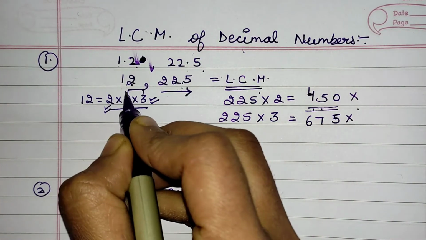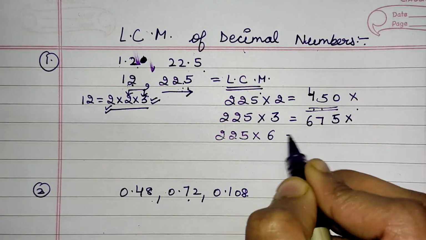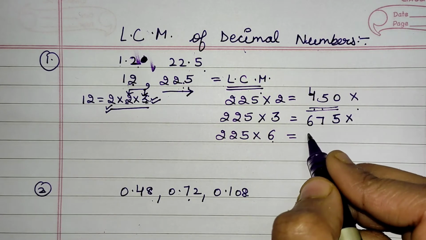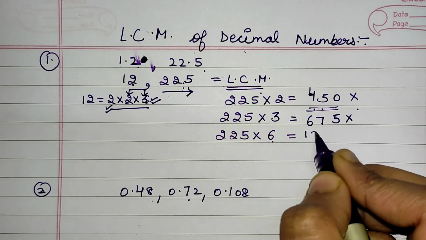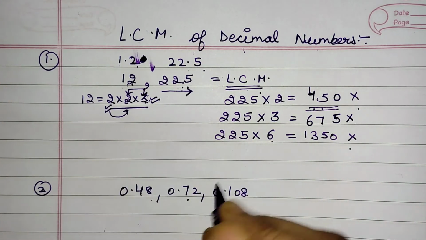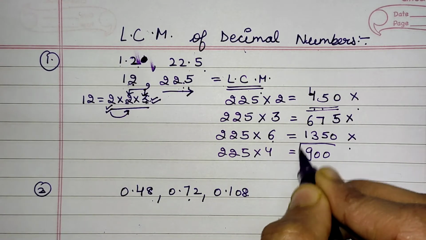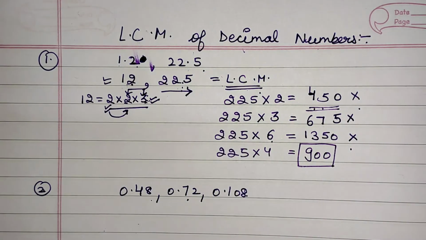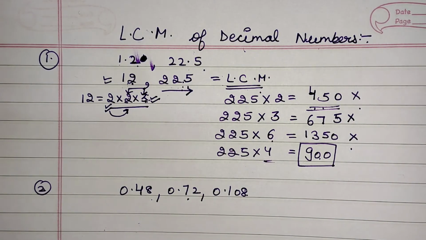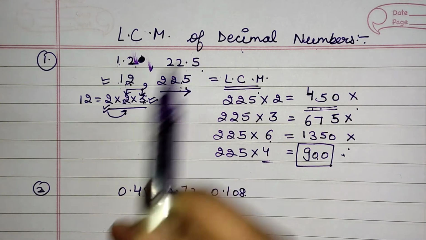Now if all the simple factors are not divisible, then what do we do? We have done these types of questions in the previous videos also. We take combinations of the factors: 2 into 3 will give me 6, and that gives 1350. Again it is not divisible. Now I take my next factor, which is 4. 225 into 4 will give me 900. So 900 is divisible by 12, and 900 is also divisible by 225, because 225 is a factor of it.